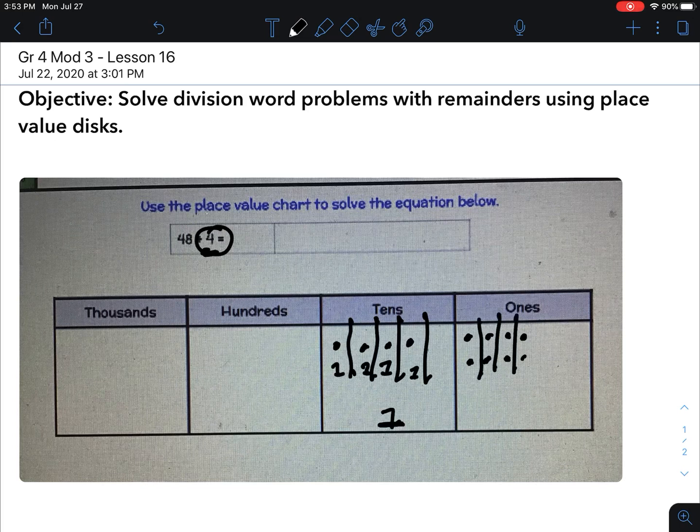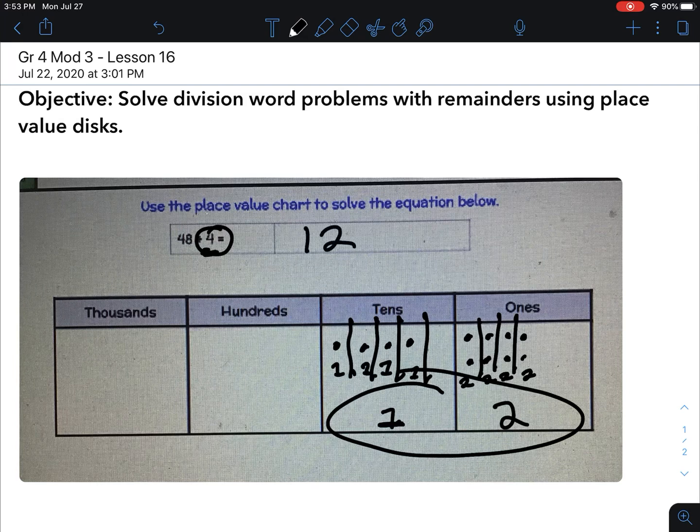So now I'm going to divide my ones into 4 groups. 1, 2, 3, 4. So how many disks do I have in each group? That's right, I have 2. So that's the number I put down here. And that is your answer. 48 divided by 4 is 12.